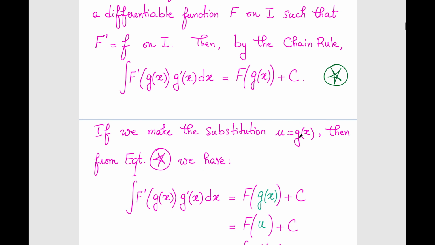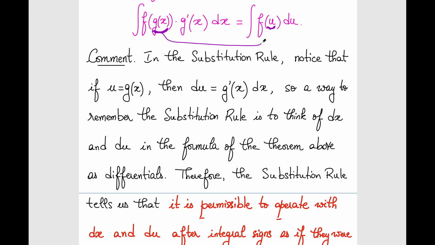So we get this formula, and let's read this comment. In this substitution rule, notice that if you think about u as being g of x, then what can you say about du? Well, if u is g of x, du is g prime of x dx. So du becomes this, no?